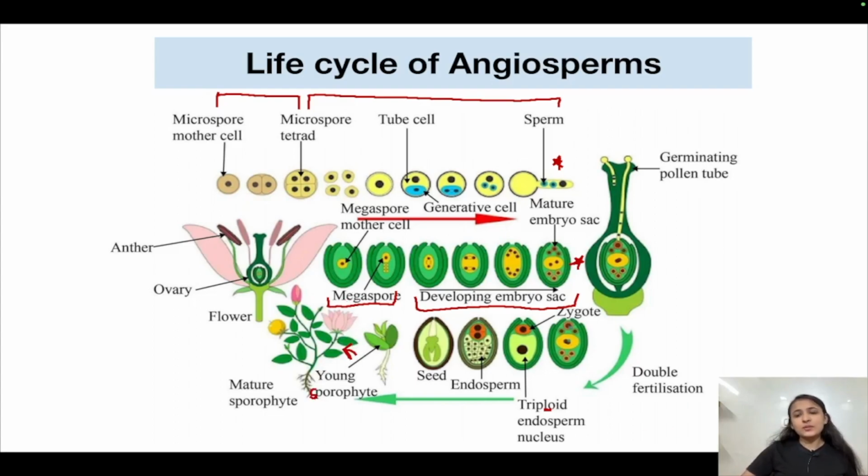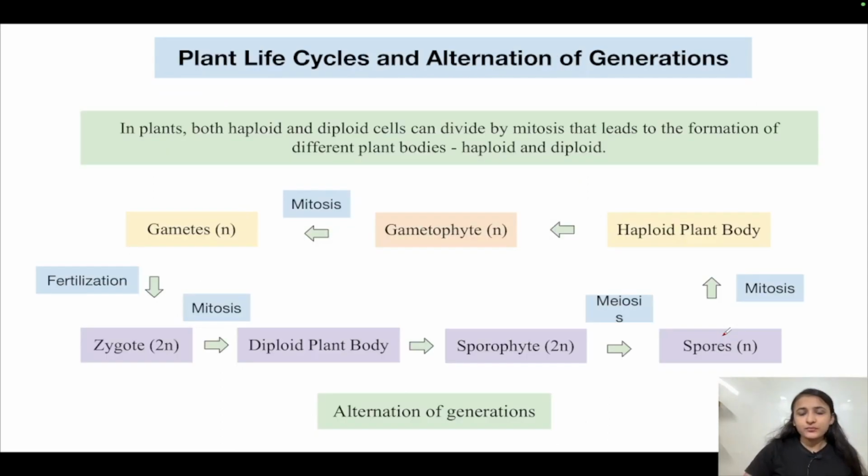So this was about the life cycle of angiosperms. And double fertilization, we saw that it happens during the life cycle of angiosperms. During the fertilization, two fertilizations are happening. So very, very important. Double fertilization is a unique feature of angiosperms, and a lot of questions appear from this topic. Do remember it. Now let's study plant life cycles and alternation of generations.